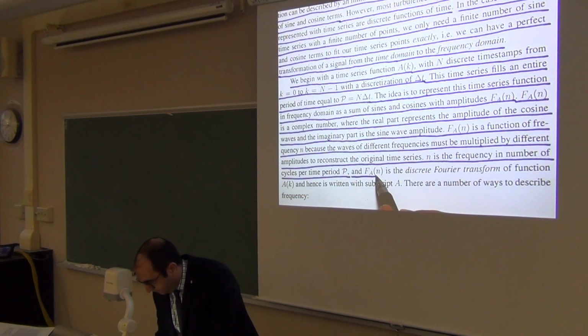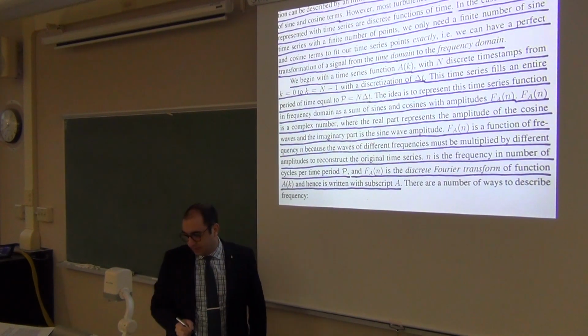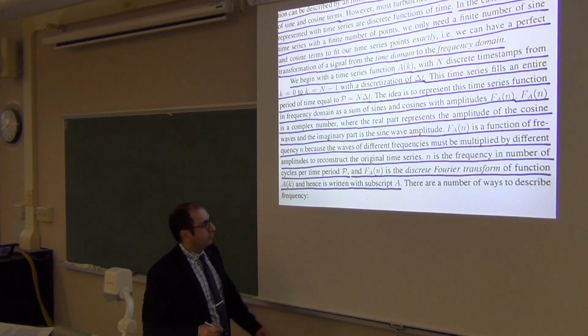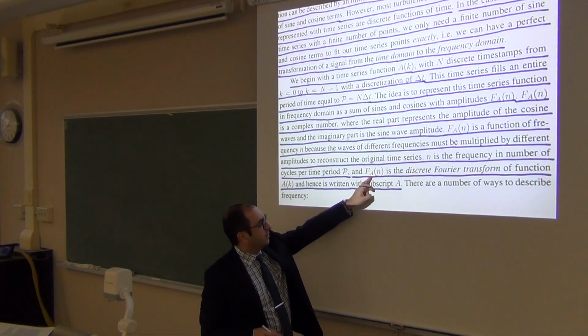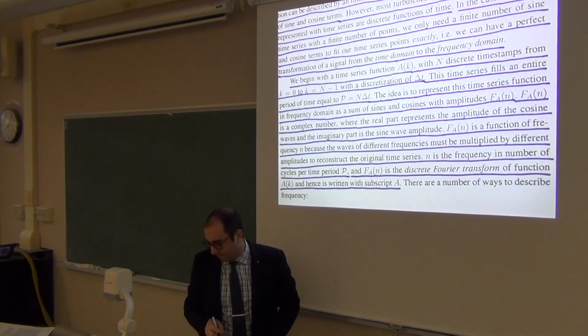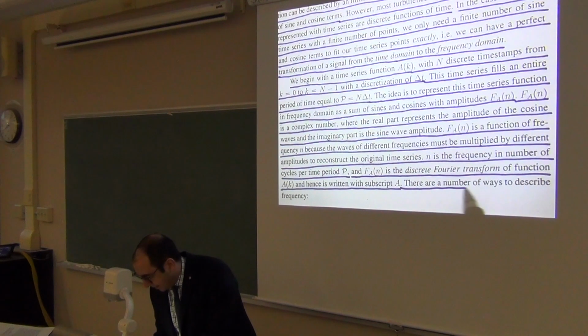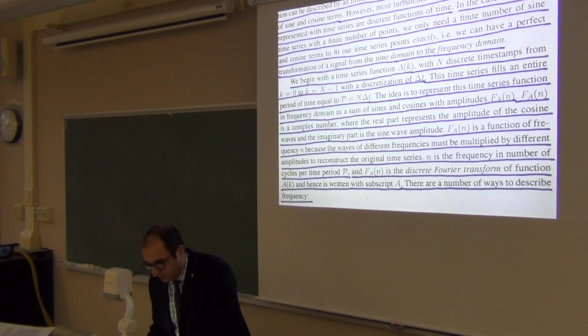F_A is the discrete Fourier transform, and it's a function of the original time series A_k, and therefore we use the subscript A for F, because it was the time series A that resulted in a Fourier transform of F. Let's spend a minute and define frequency.